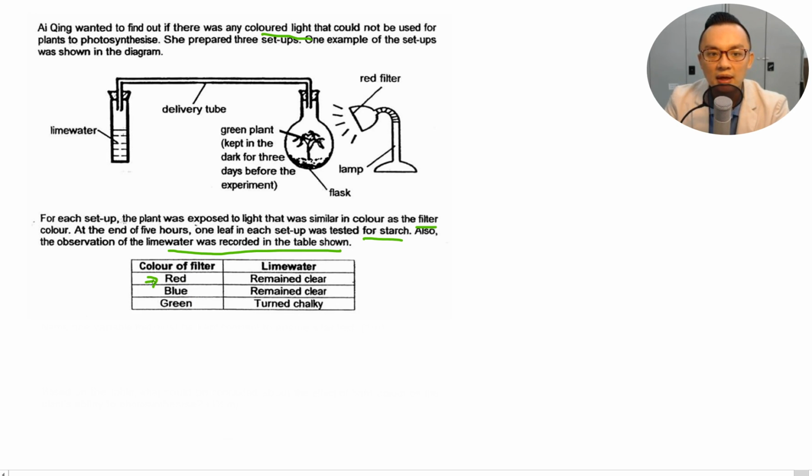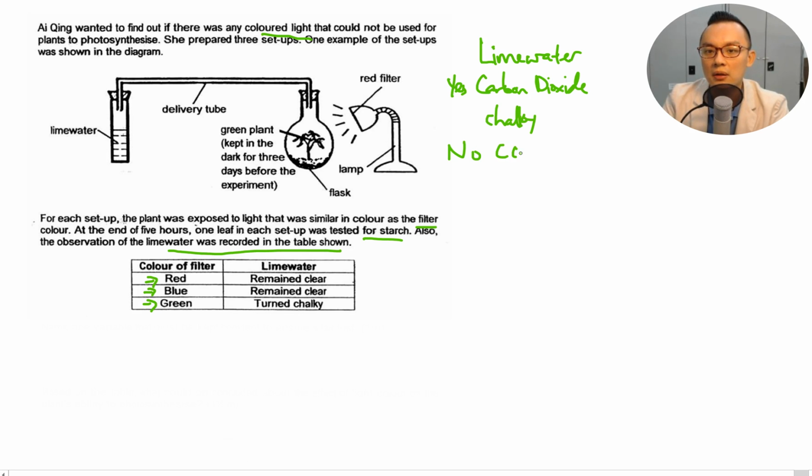The color of the filter is red light, blue light, and green light. The lime water either remains clear or turns chalky. So you have to learn this. Lime water is actually a test for carbon dioxide. If there is carbon dioxide present, it will turn chalky. If there is no carbon dioxide, then it will remain clear. So if this turns chalky, it's yes to carbon dioxide. This is no to carbon dioxide, no to carbon dioxide.